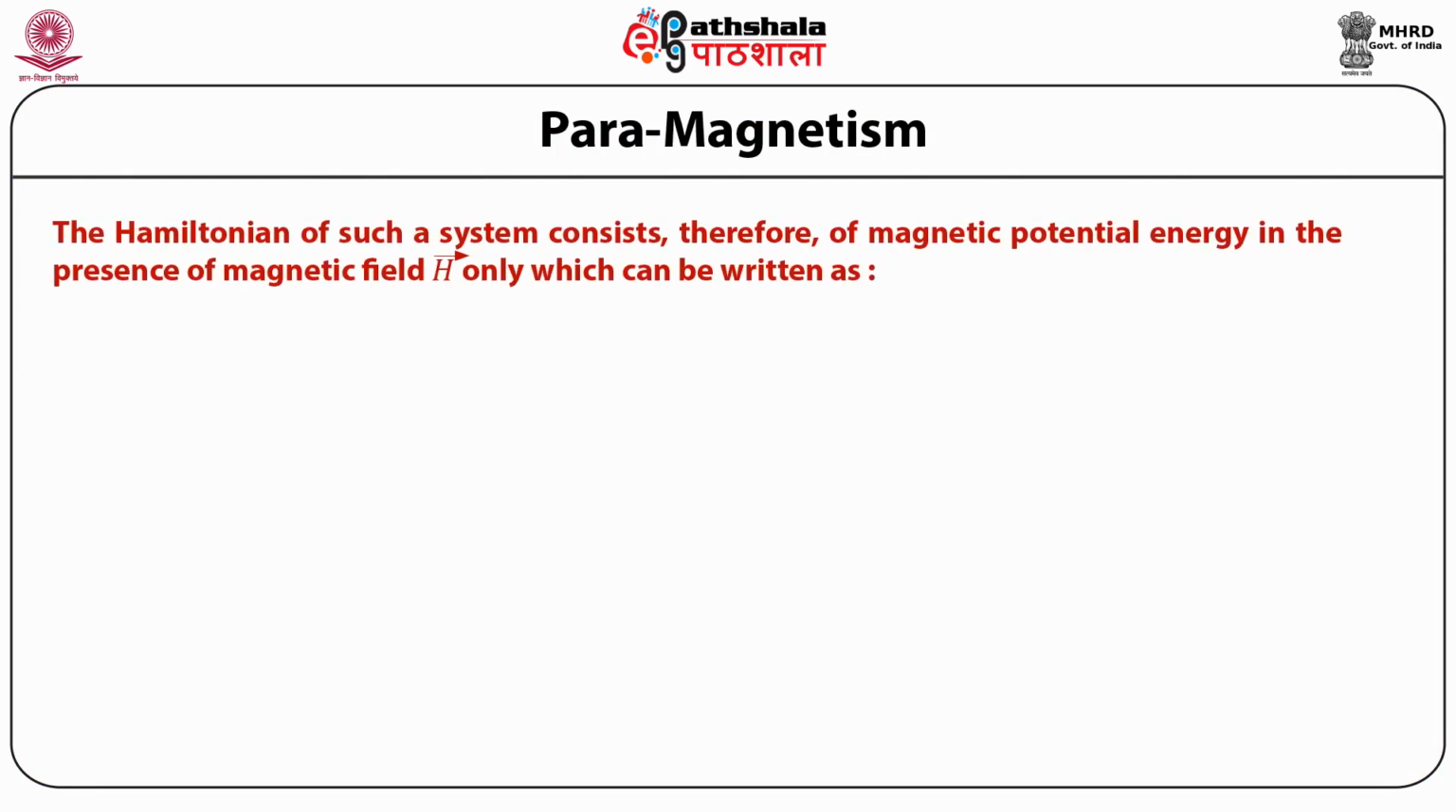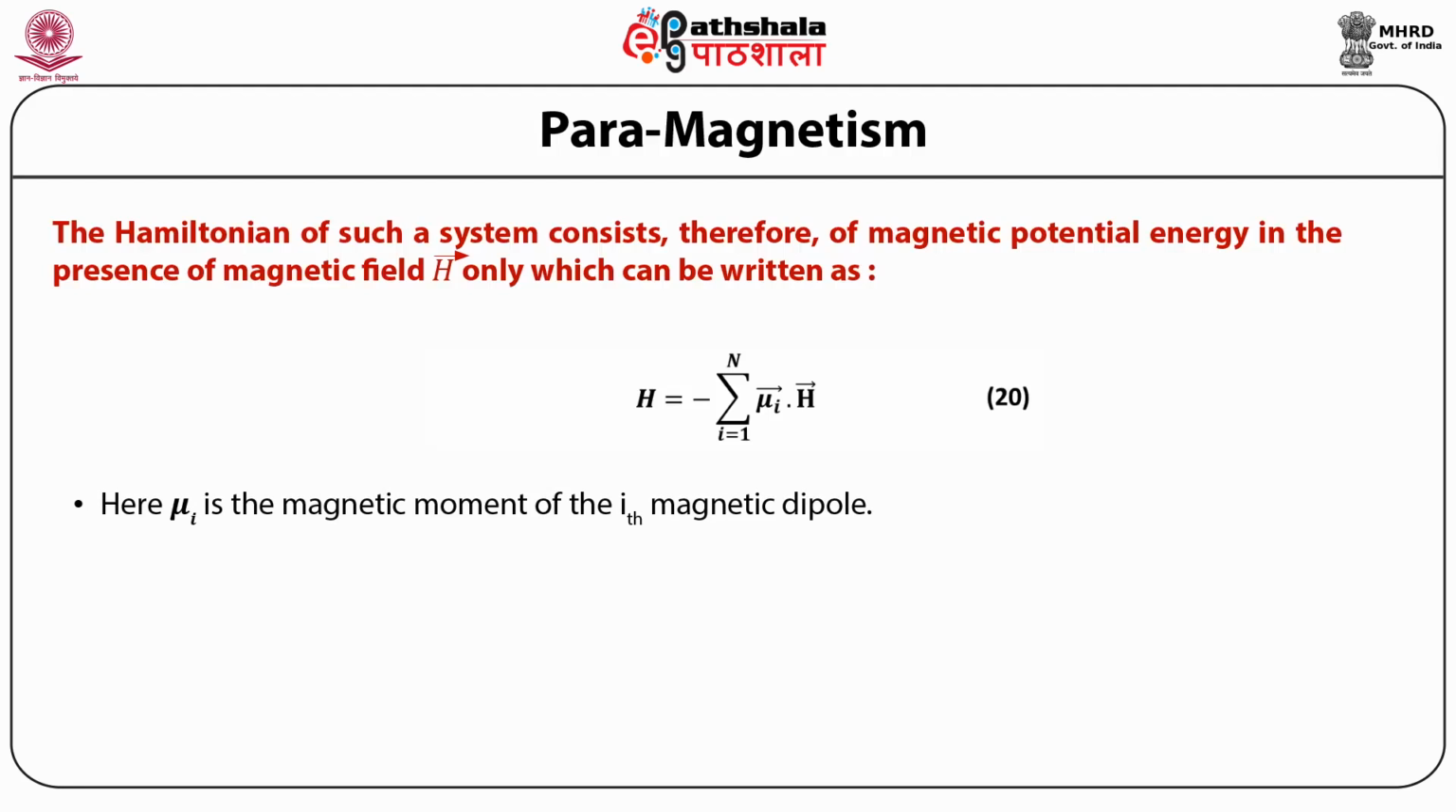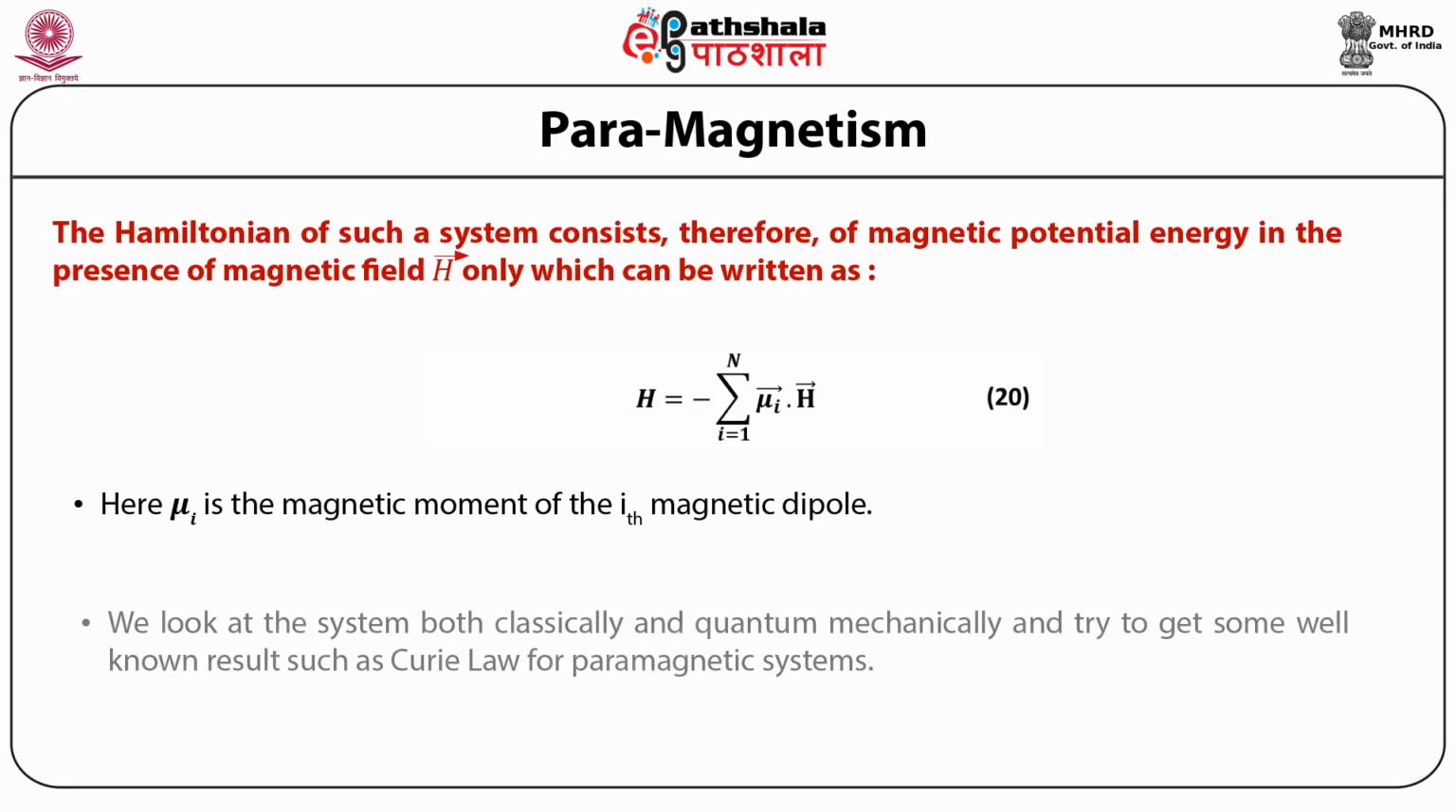Since the spins are localized, they have no kinetic energy. Paramagnetism. The Hamiltonian of such a system consists, therefore, of magnetic potential energy in the presence of magnetic field H only, which can be written as H = -Σ (i=1 to n) μ_i · H. Here μ_i is the magnetic moment of the ith magnetic dipole.